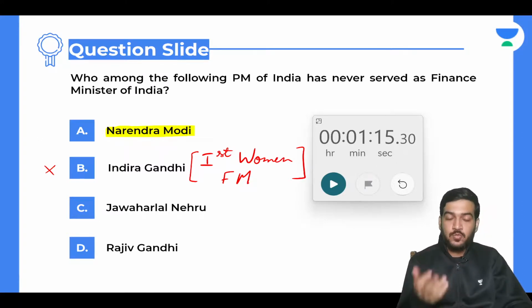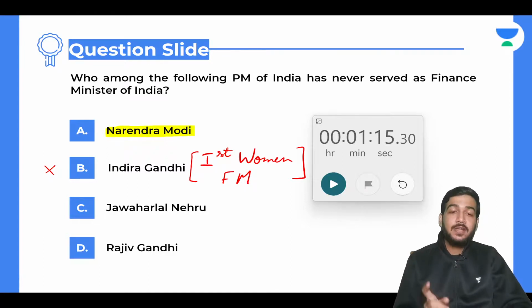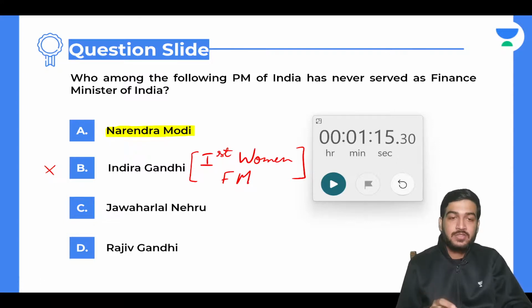Manmohan Singh, you all know, was the finance minister before he became the prime minister. Atal Bihari Vajpayee is also a prime minister who was never a finance minister himself.